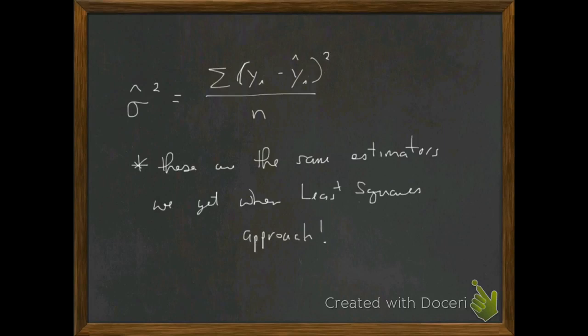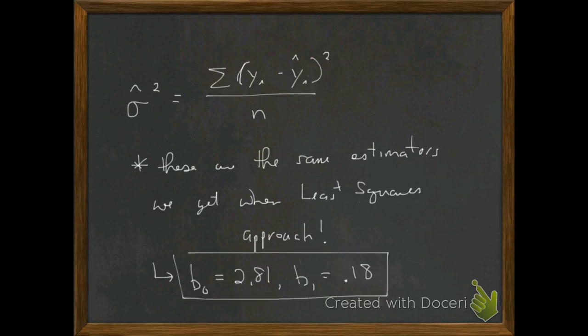It'd be a kind of wacky procedure if we did least squares and did MLEs and got different answers. So by the time the smoke clears, we can see that for these numbers, beta 0 is 2.81 and the slope is 0.18. I got to admit, I cheated and did these in R, but that's what we get.